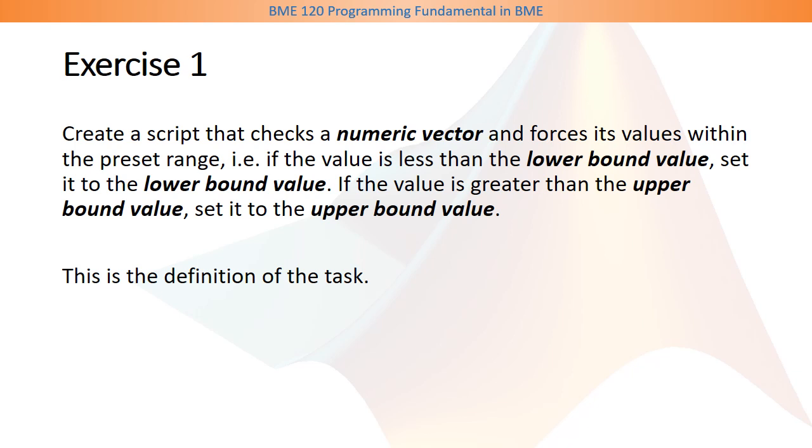We need to look at three things. First, what are the data to be processed by the script? Here we have a numerical vector, a low bound value, and the upper bound value. Next, we're going to look at what the script will accomplish. It says that it will confine the values within a certain range, and the range is defined by the low bound value and the upper bound value. Lastly, we need to check what is the outcome of the script. And it is the updated numerical vector.